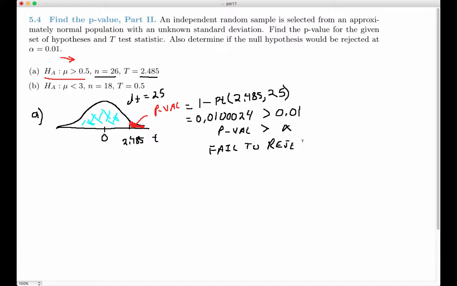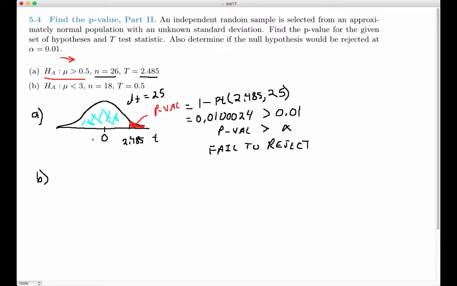Now, remember, it's greater than or equal to. If it's equal to, then we do reject, and it may be the textbook's not able to get that level of accuracy on the p-value, so the textbook might have said to go ahead and reject because they may have said they were equal to each other, but they're not, so we will fail to reject.